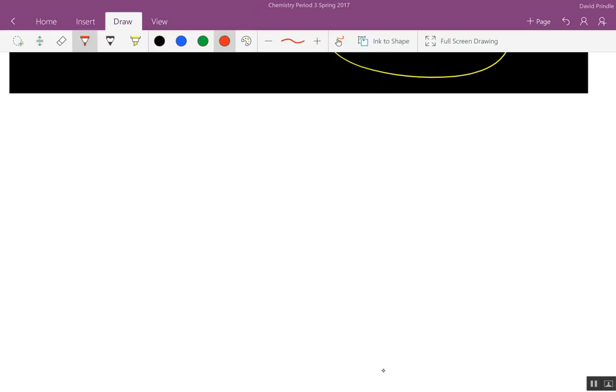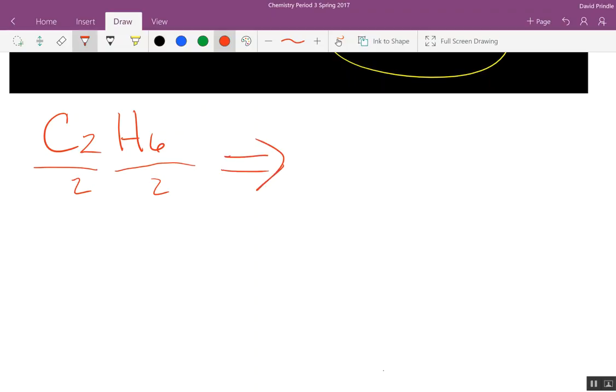And let's take ethane, which is C2H6. And what we're going to do here is essentially this. We got 2 and 6 as our ratios here. But I can simplify that. I can divide both by 2, and so just from the molecular formula, I can work backwards to get the empirical formula. So 2 divided by 2 is just 1 carbon, and 6 divided by 2 is 3 hydrogens.